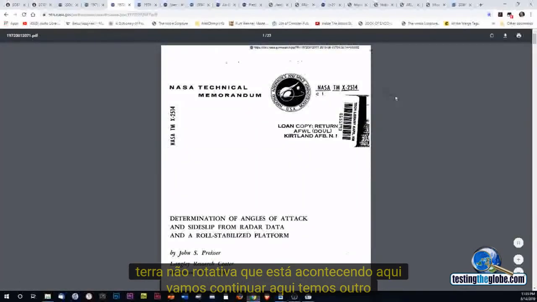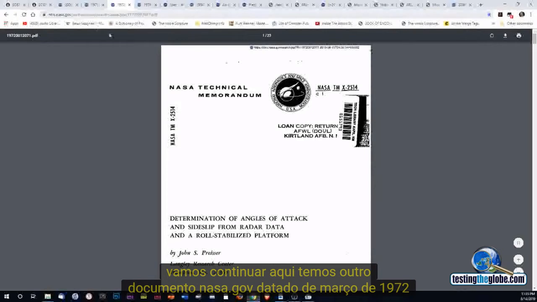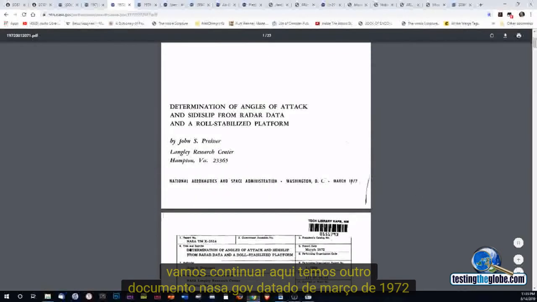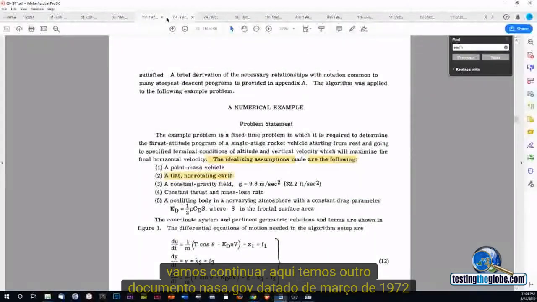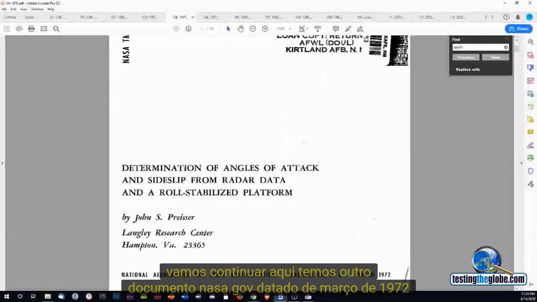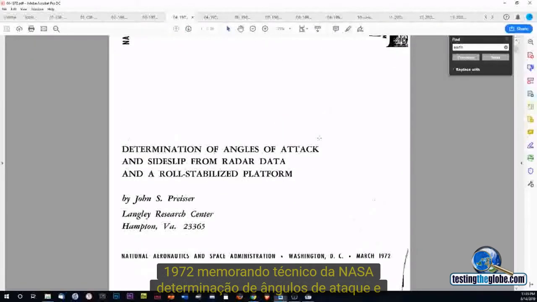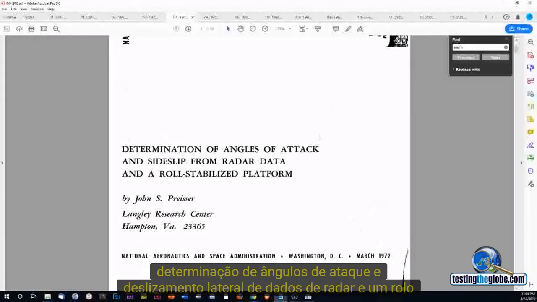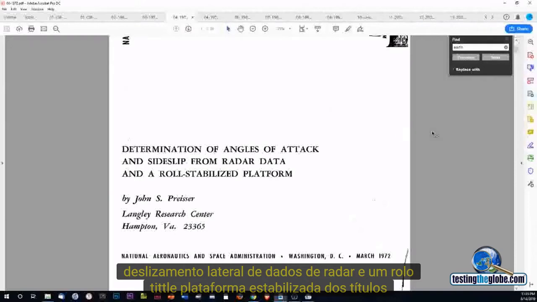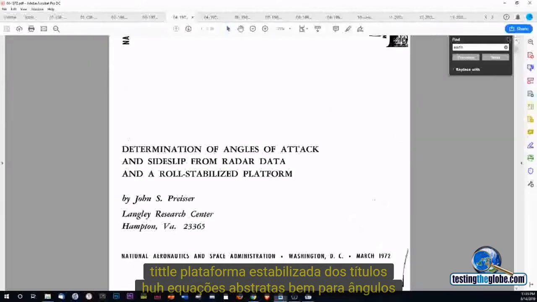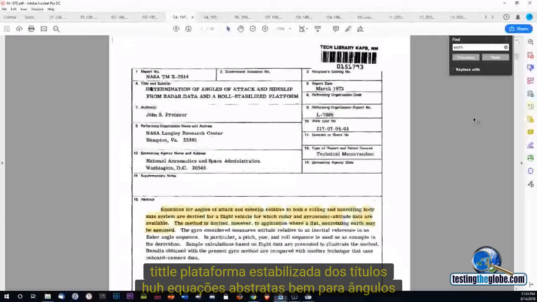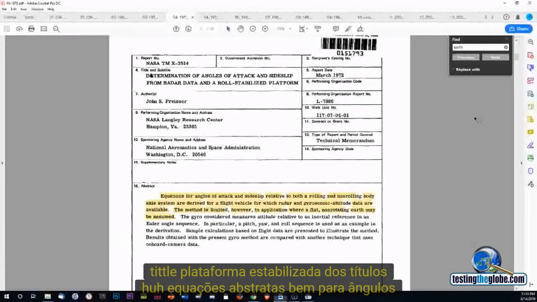Here we have another NASA.gov document dated March 1972. March 1972, NASA Technical Memorandum, determination of angles of attack and side slip from radar data and a roll stabilized platform. Gotta love the titles, huh? Okay, abstract.